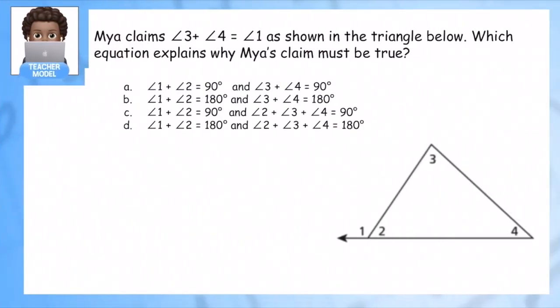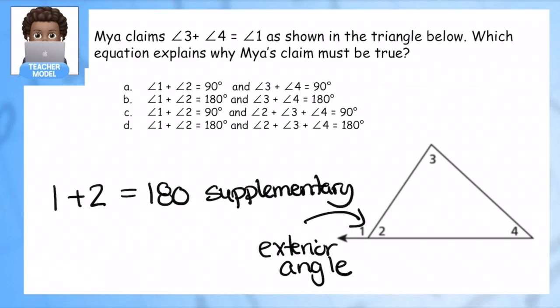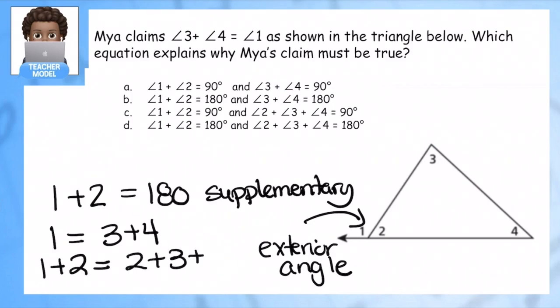And let's do one more together. So here I have my exterior angle. And we already know, what does this mean? I know that 1 plus 2 make up 180 degrees because they are supplements. They are supplementary to each other. And it means that I also know that 1 is going to be equal to 3 plus 4. Makes sense because 1 plus 2 is equal to 2 plus 3 plus 4.